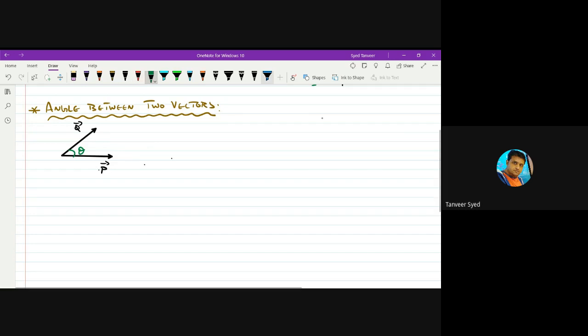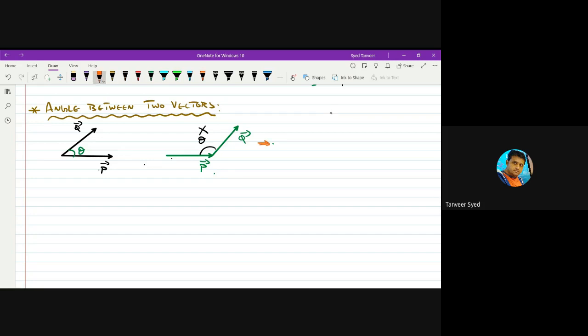If I give the vectors like this, this is vector P, this is vector Q. Now if I ask you what is the angle between vectors P and Q, this angle theta is the wrong answer. This is not the angle between these two vectors. Then what is the angle? Angle is this.